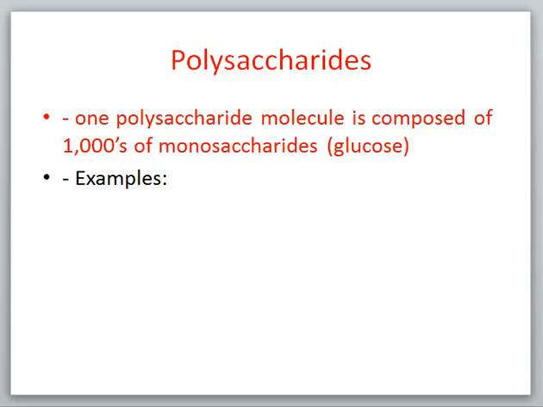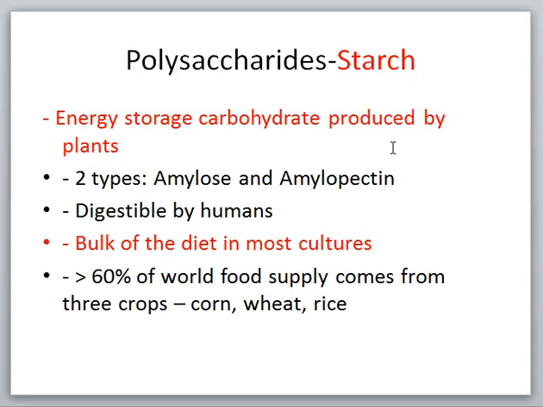Okay, poly means many, saccharides, sugars. So, one molecule of a polysaccharide is composed of thousands of individual monosaccharides, usually glucose. So, this polysaccharide is a polymer. Its building blocks are the monosaccharides. The monosaccharides are the monomers. Okay? So, one of our more common examples of polysaccharide is starch.